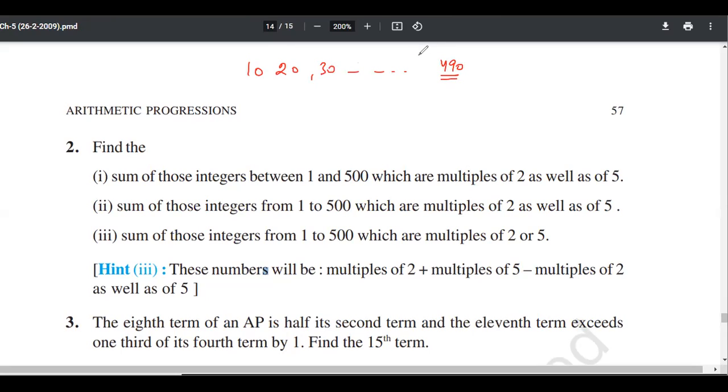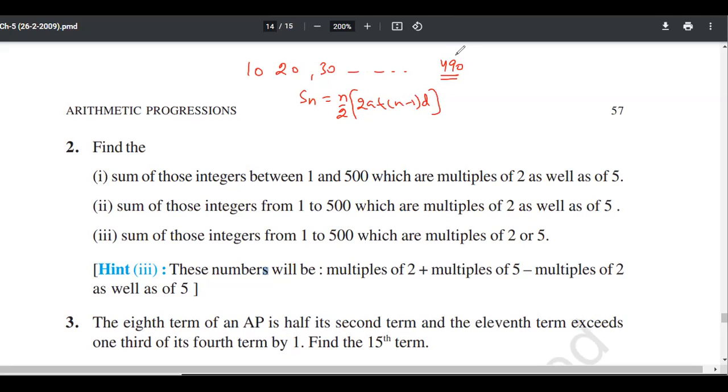ओके, as well as 5. ओके, दोनों से होना चाहिए. तो ये AP कंसीडर कर लिया जाएगा. ओके, अब उसके बाद यहाँ तो आप आसानी से निकाल लेंगे, यहाँ पर आपके लिए कोई मुश्किल नहीं है. Sn is equal to n/2 [2a + (n-1) into d]. But you don't know the number of terms, so how will you be able to calculate?